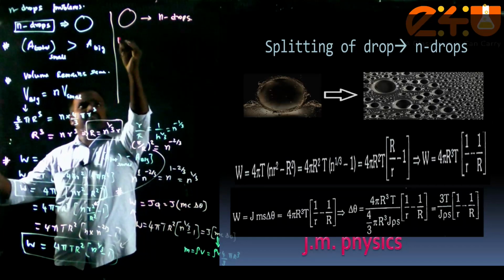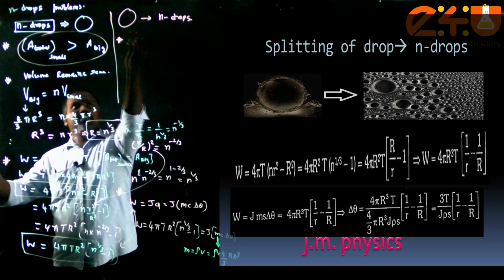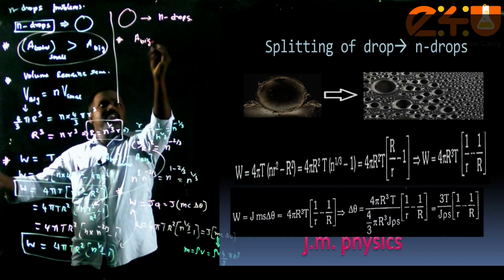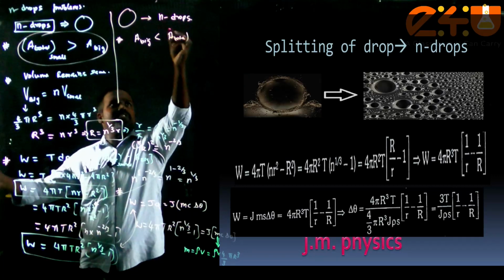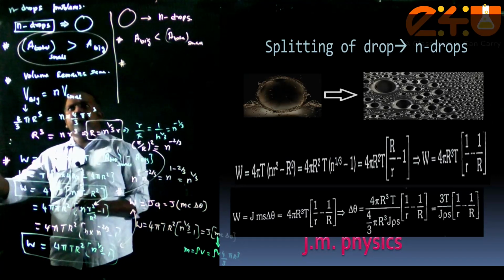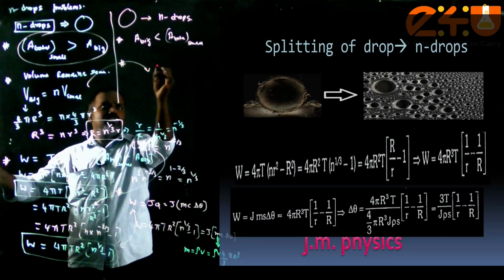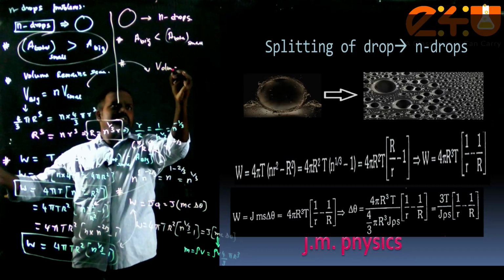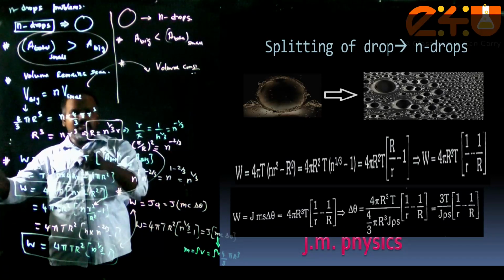In this case, the first point, as we said, is that the total area of the smaller drops is greater. Therefore, the area of the big drop is lesser than the total area of the smaller drops. And the second point we must consider is that the volume remains the same. So the same concept is true here also. Therefore, the volume remains constant.